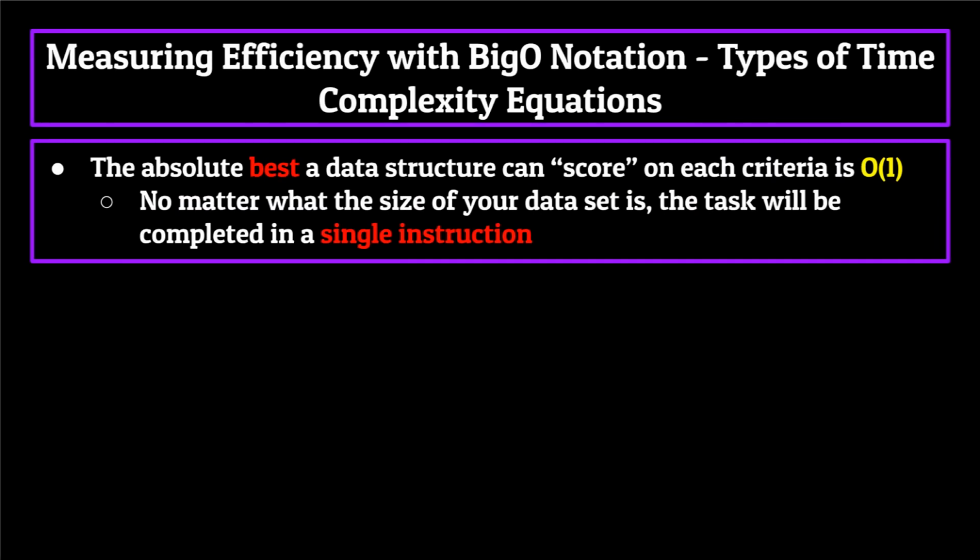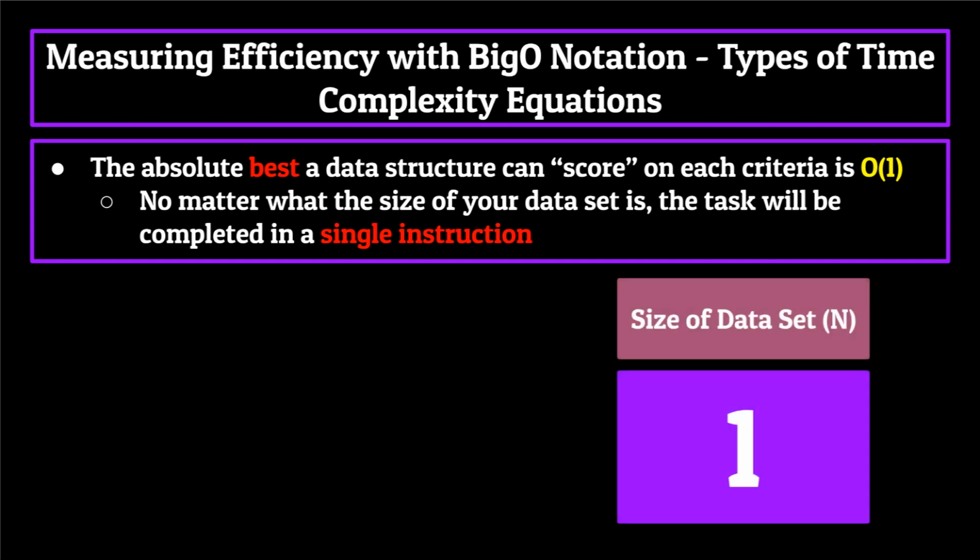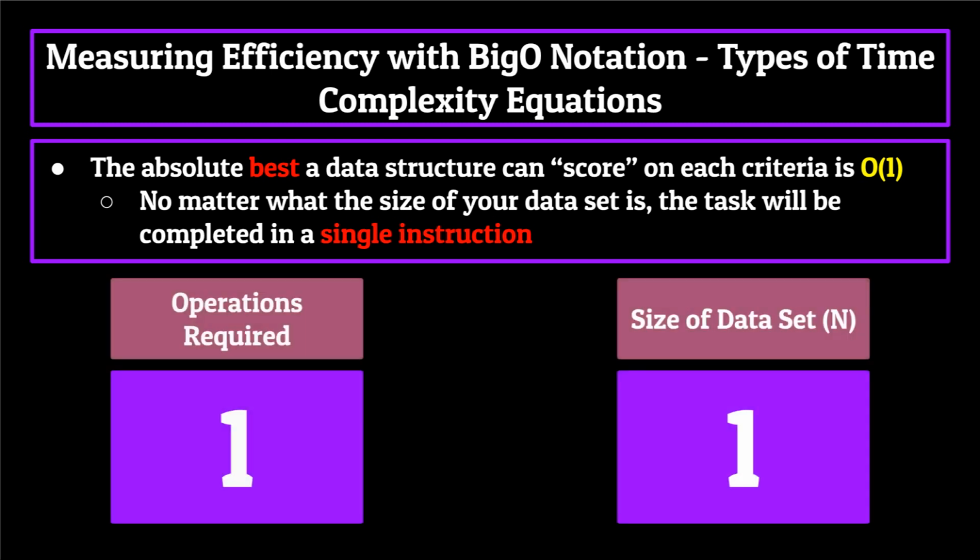Now, the absolute best that a data structure can score on each criteria is a time complexity equation of O of 1. This essentially means that no matter what the size of your dataset is, the task will be completed in a single step. If your dataset has one element, the computer will finish the task in one step. If your dataset has 100 elements, one step. 1,000,000 elements, one step. 800 quadrillion elements, it does not matter. The computer will finish the task in a single step.